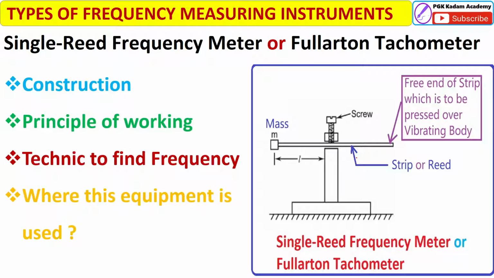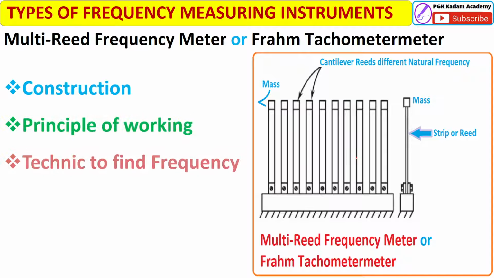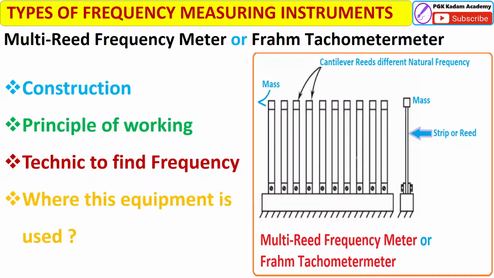Okay, that calibration technique is used in industry. In a similar way, the multi-reed frequency meter or Frahm tachometer is there. Here, see the construction, principle, working technique to find the frequency, and where this equipment is used. See here, in multi-reed, what is the difference? There are a number of reeds or strips, but vertically placed here. You can see the side view of these reeds. Here, a mass is attached on each reed or strip, and you can see the side view in this diagram.